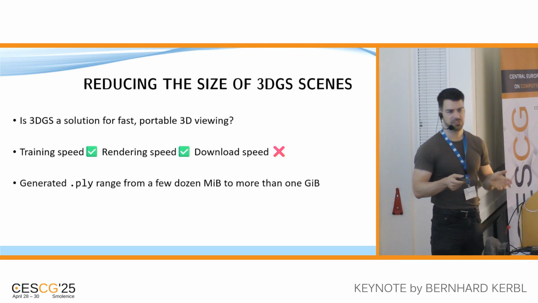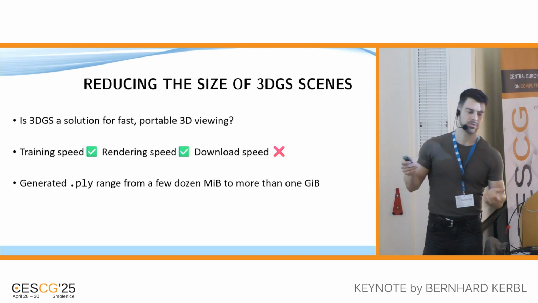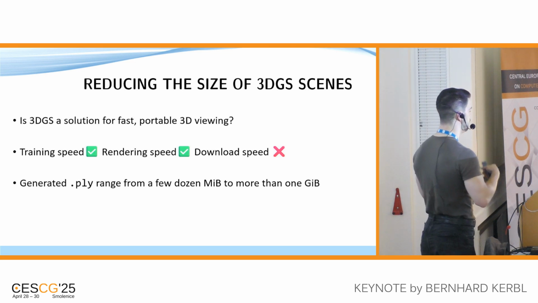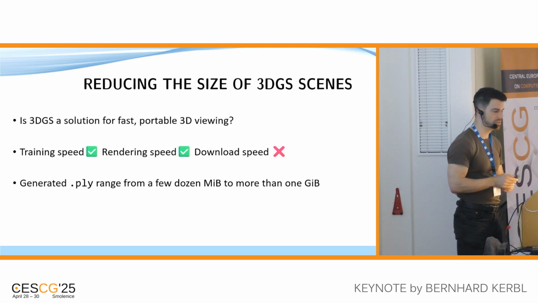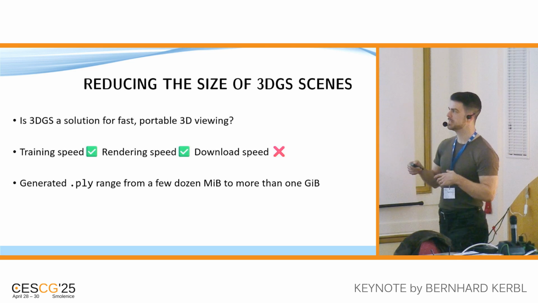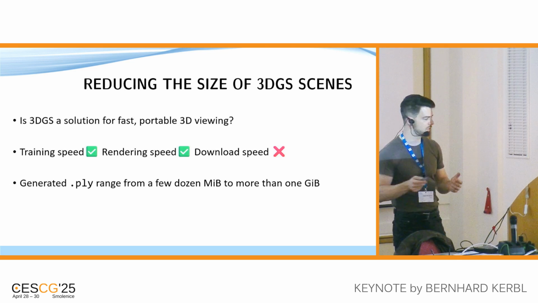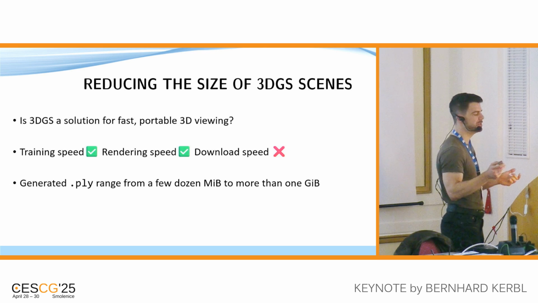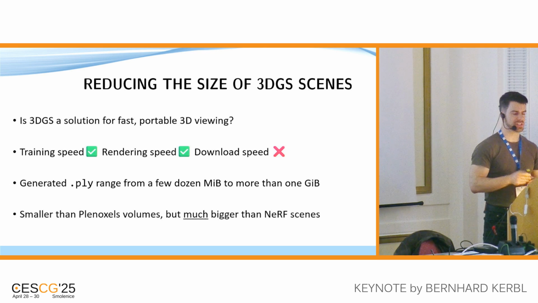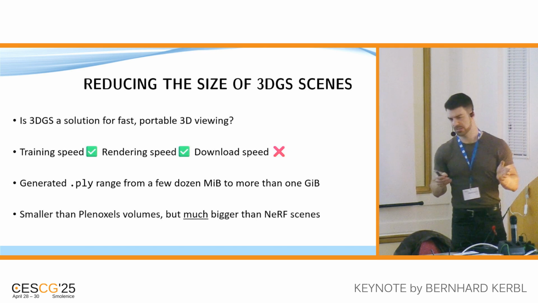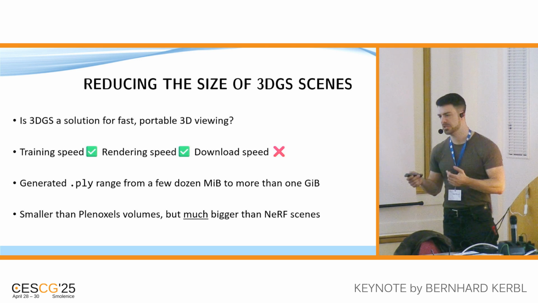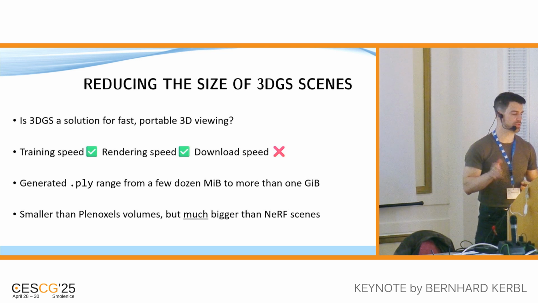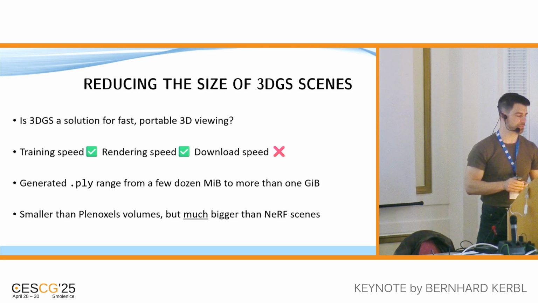Why? Because the files that the initial approach for 3D Gaussian splatting generates were very, very large. And this is for a good reason, and I'll come to that in a minute, but you're basically looking at dozens of megabytes to easily more than 1 gigabyte. So for a single scene, maybe for a single object, that's not very portable. You don't want to download several dozens of megabytes or even more than a gigabyte to look at a simple pair of shoes that you are trying to view on your phone.